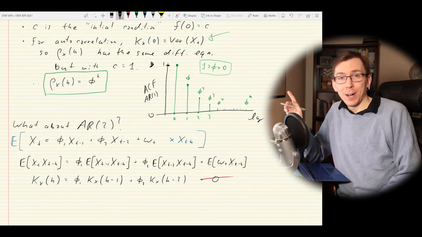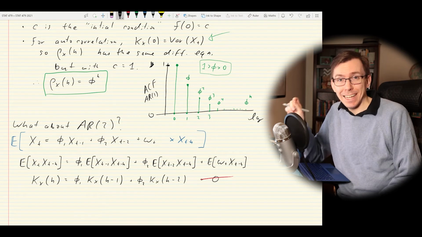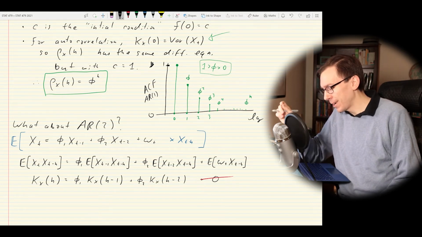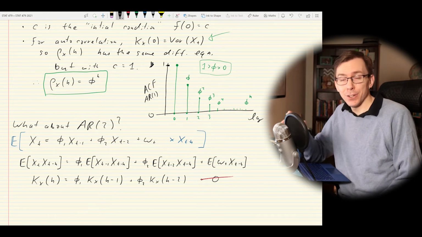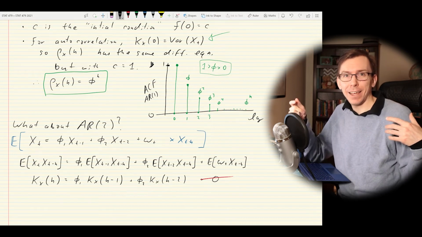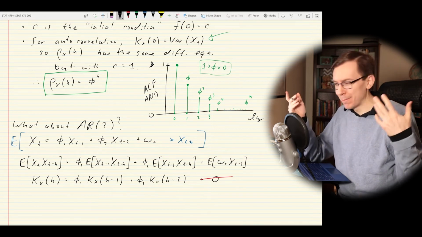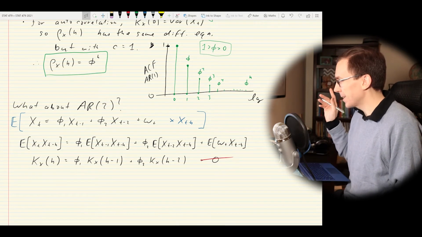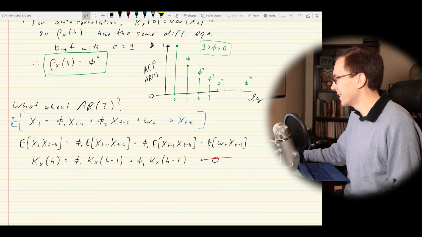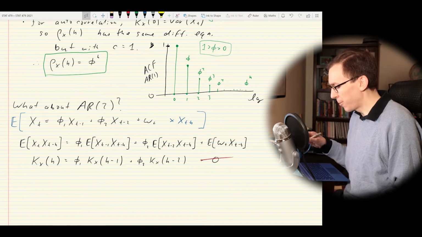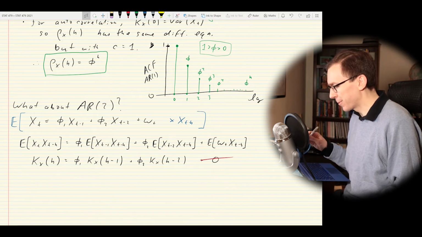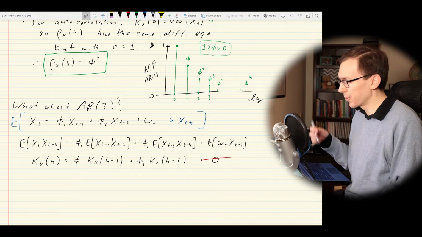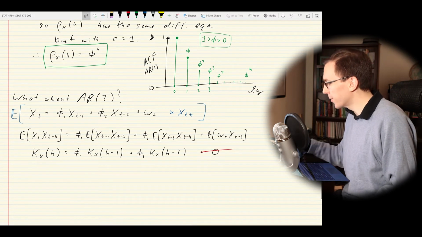So this is also why we really need the process to be stationary, because otherwise I can't write h minus 1, h minus 2, and I won't have a difference equation. I'll have some massive headache that I can't deal with. So that's why it's important to have a stationary process if we're going to be looking at the autocorrelation or eventually at the partial autocorrelation function.